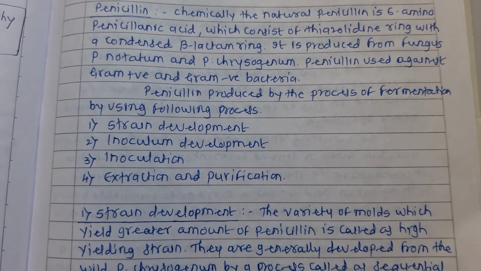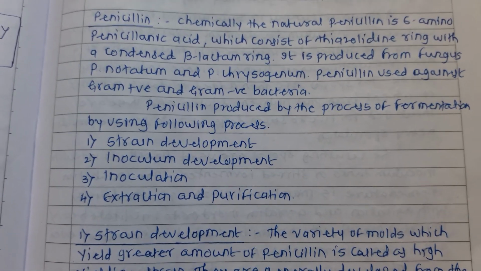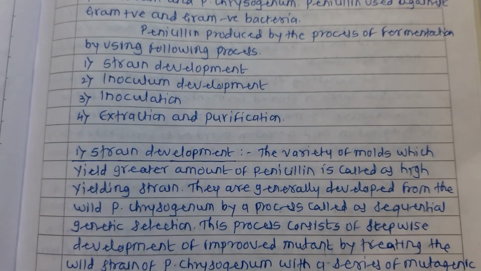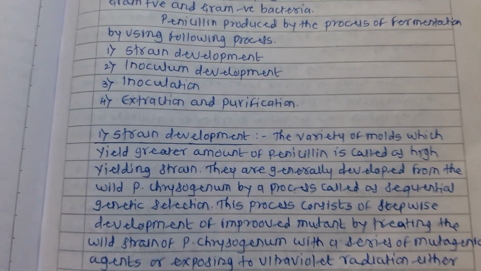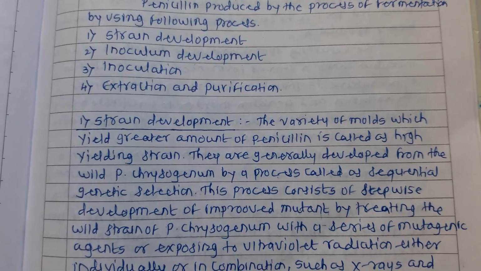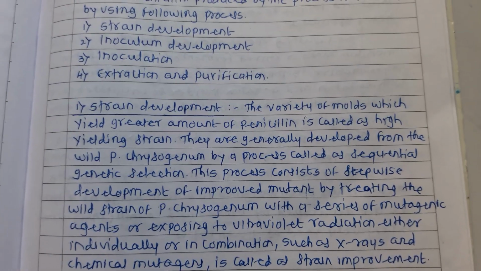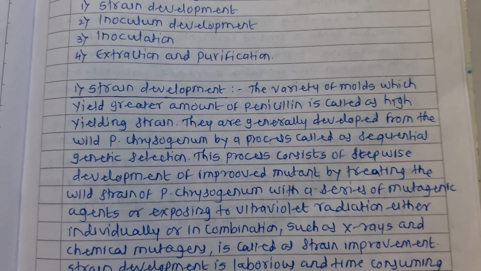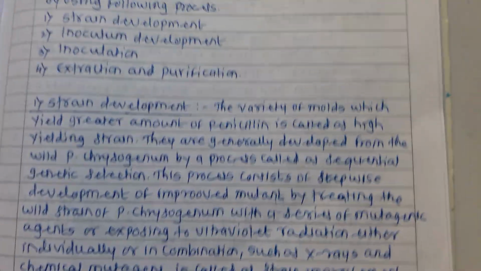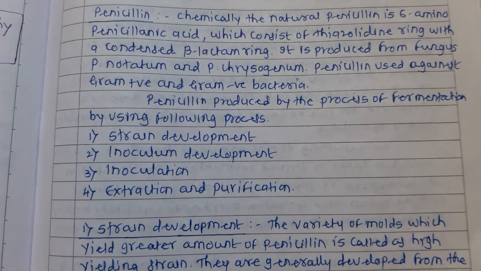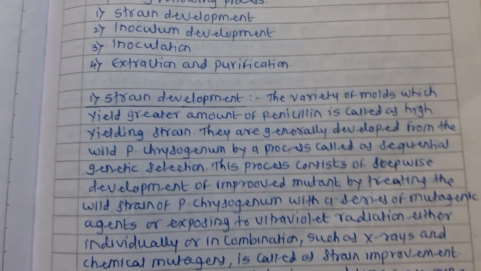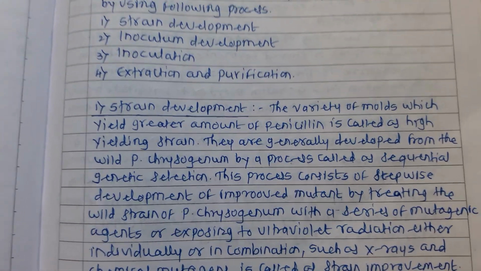There are 4 different steps in the production of the antibiotic penicillin: strain development, inoculum development, inoculation, and then extraction and purification. First is strain development. The strain is the bacteria or fungi which is to be used for the production of the antibiotic penicillin. The fungi used are Penicillium notatum or Penicillium chrysogenum, for the production of penicillin.